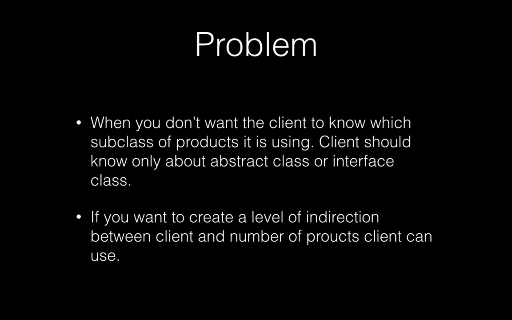If you don't want your client to know which subclass or product it's using, and if you want your client to know only about the abstract class or the interface, then you should be using factory method design pattern. And if you want to create a level of indirection between the client and the number of products the client can use, then you should use factory method design pattern.